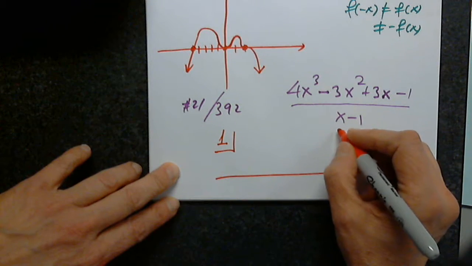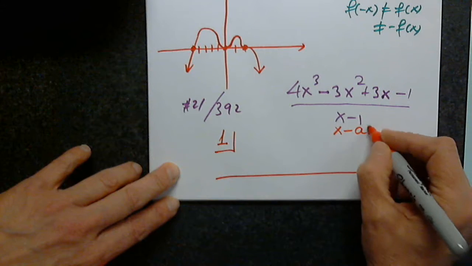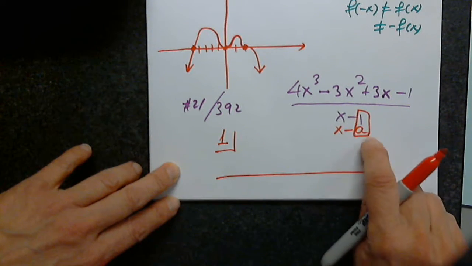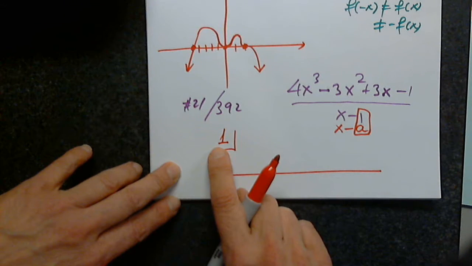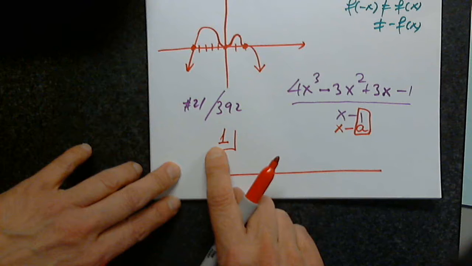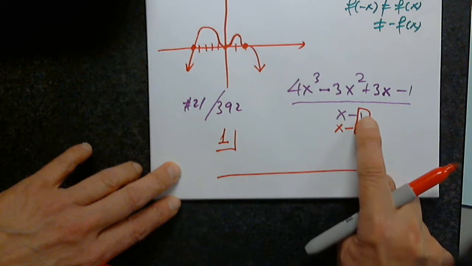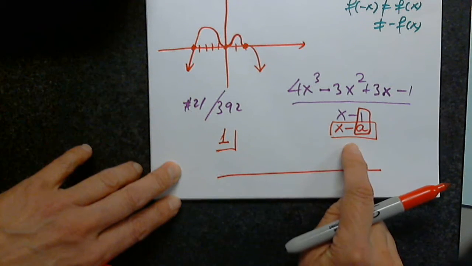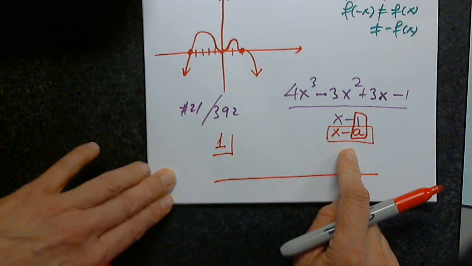So the denominator has to be x minus a, and then I identify a. If this is positive, when I identify a, it's negative. So if I have x plus 5, I put negative 5 here. If I have x minus 3, I put 3. I have to identify what a is, and this is x minus a. Is that okay, everyone?